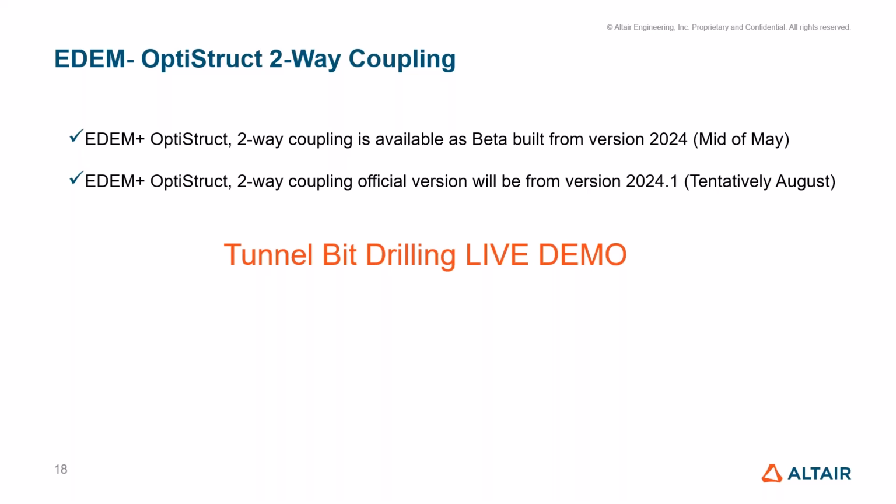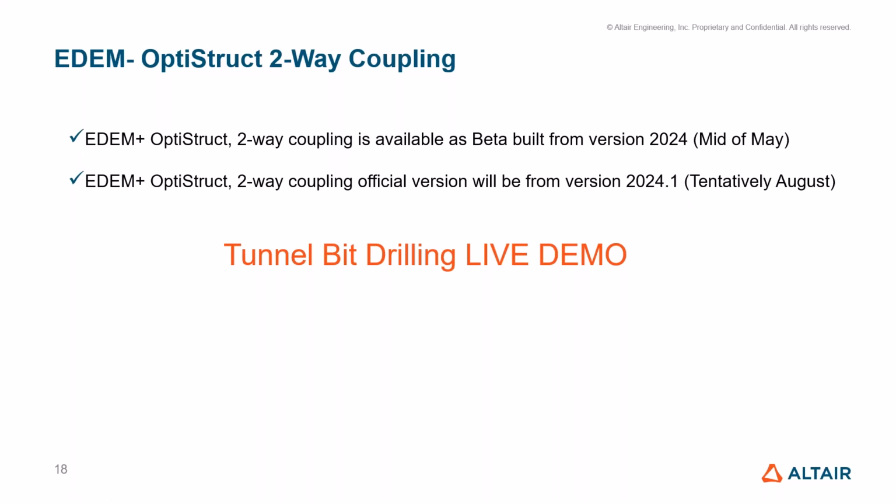Before demonstrating the example, I just want to give you a heads up that the two-way coupling we are discussing now is available as a beta version from 2024, which is expected to release by mid of May, and you will be able to test it. We are happy to receive feedback from you if you want any specific new functionality. Please share your feedback. The official two-way coupling build will tentatively be released in 2024.1 in the month of August.